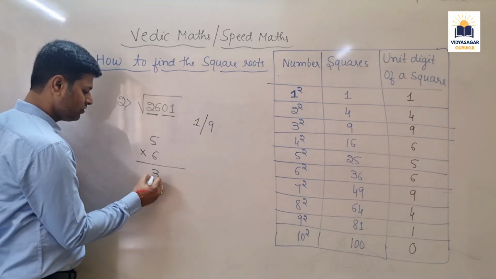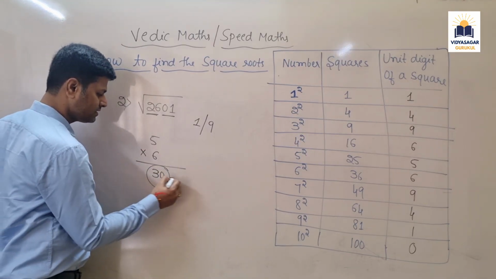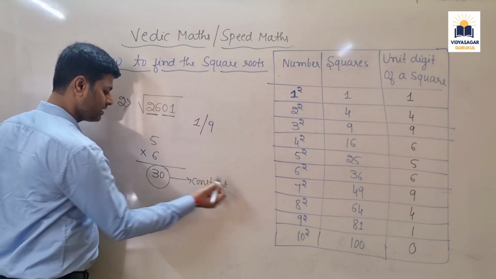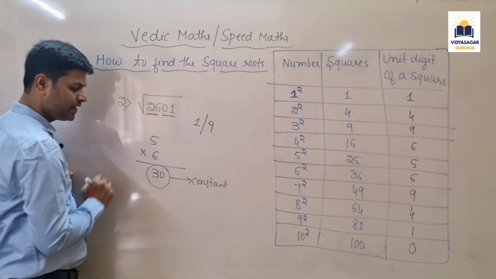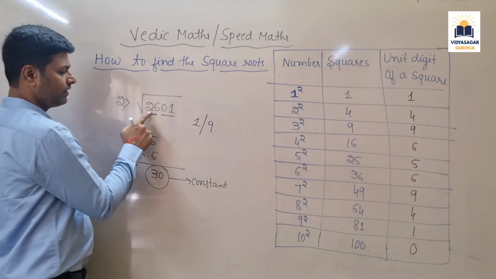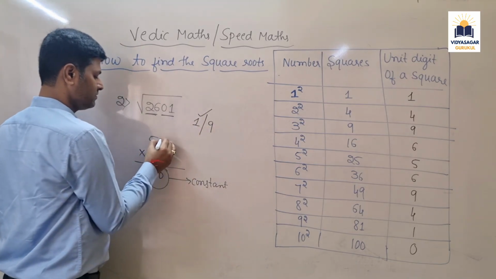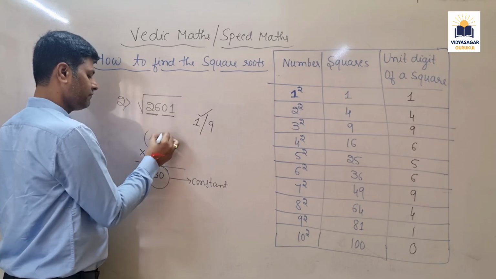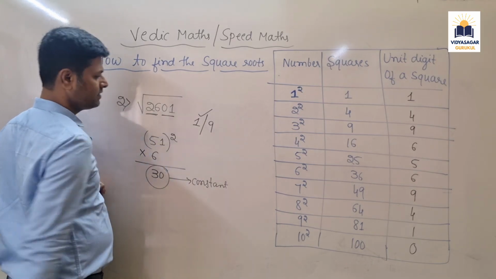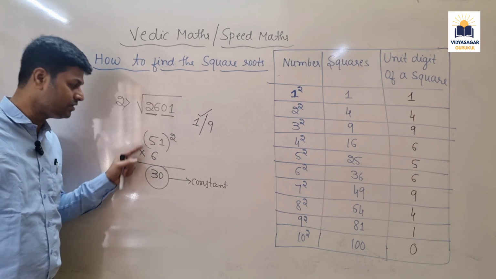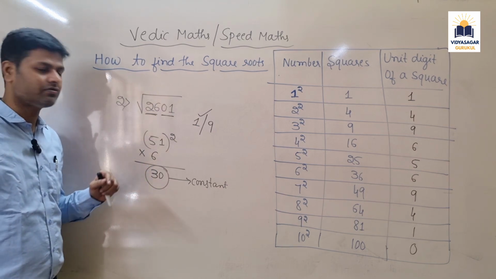These two you always have to multiply, and this is called the constant. Compared to 30, 26 is less, so you have to choose the lesser one. Your answer is 51 square, and here you always write the smaller of these two. So it is 51 square.